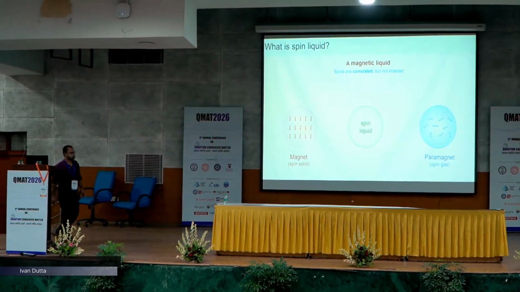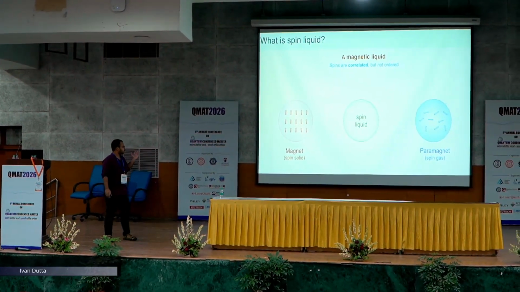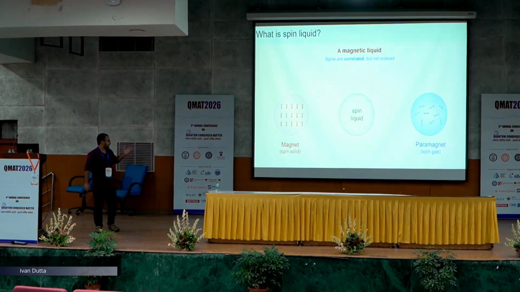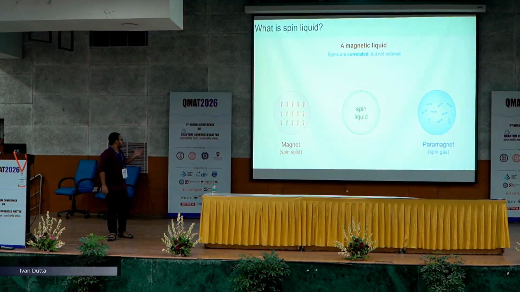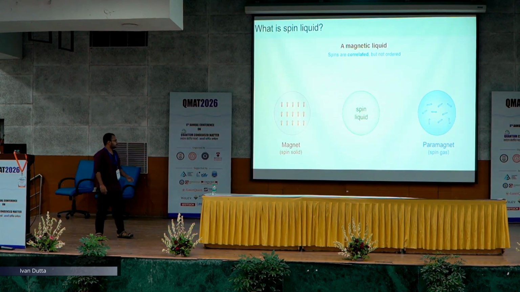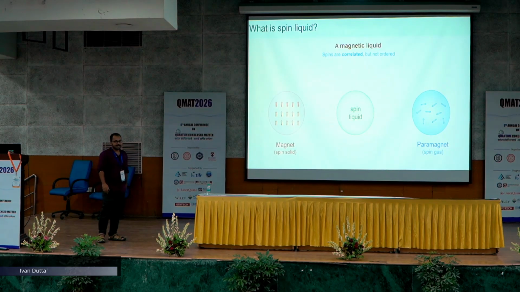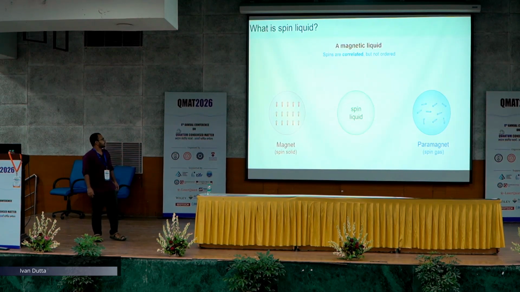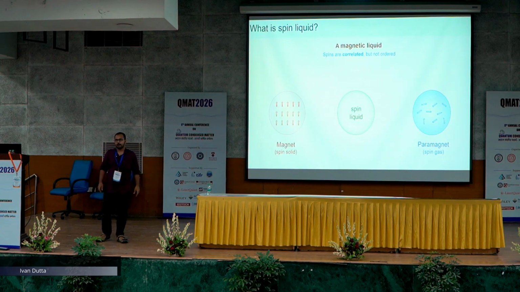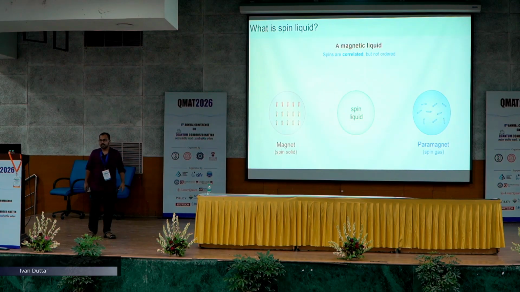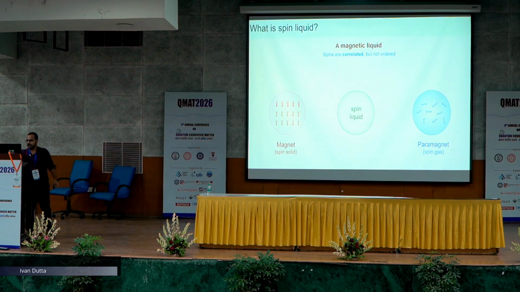When I am talking about spin liquids, definitely something is solid and something is gas, and in that context I can tell that the magnet is kind of spin solid and the paramagnet is kind of spin gas, and spin liquid lies in between them, which is kind of a magnetic liquid where no order parameter exists, but some correlations between the spins are present.